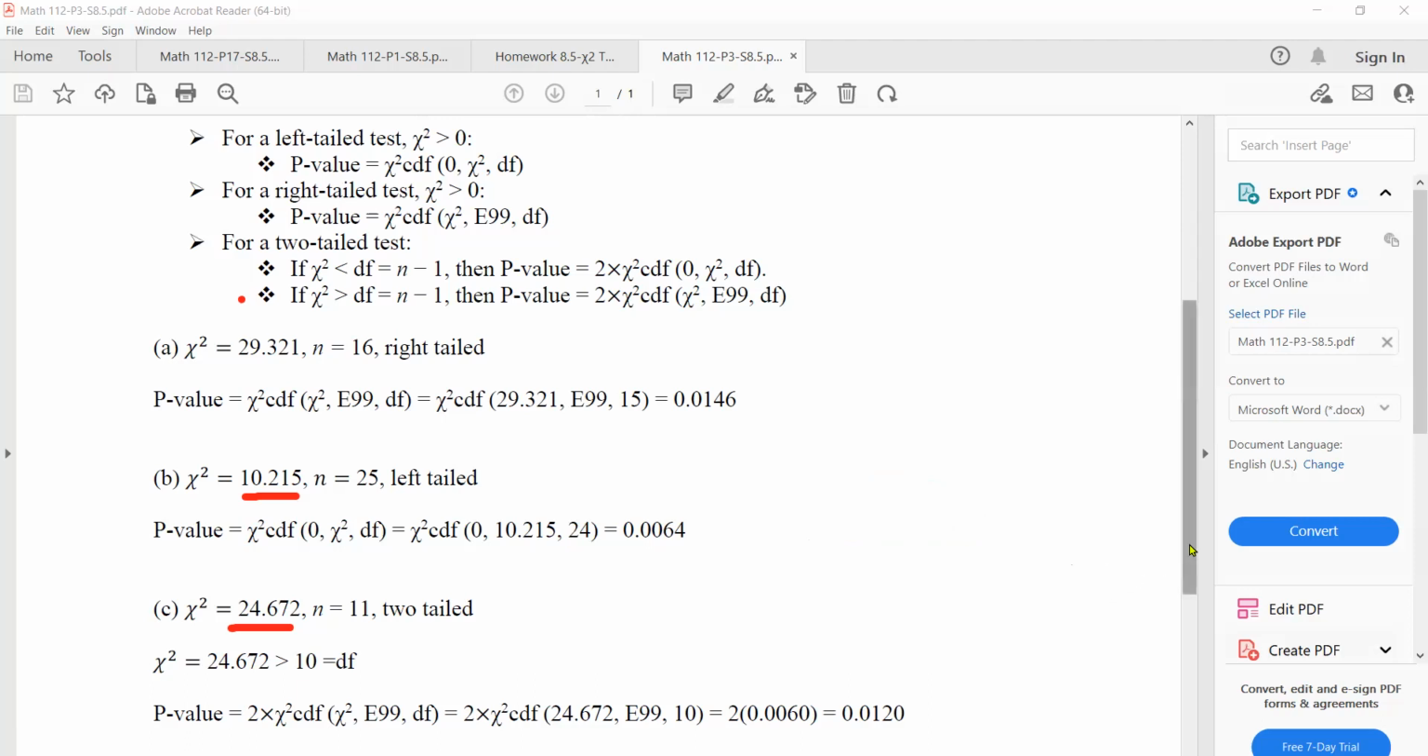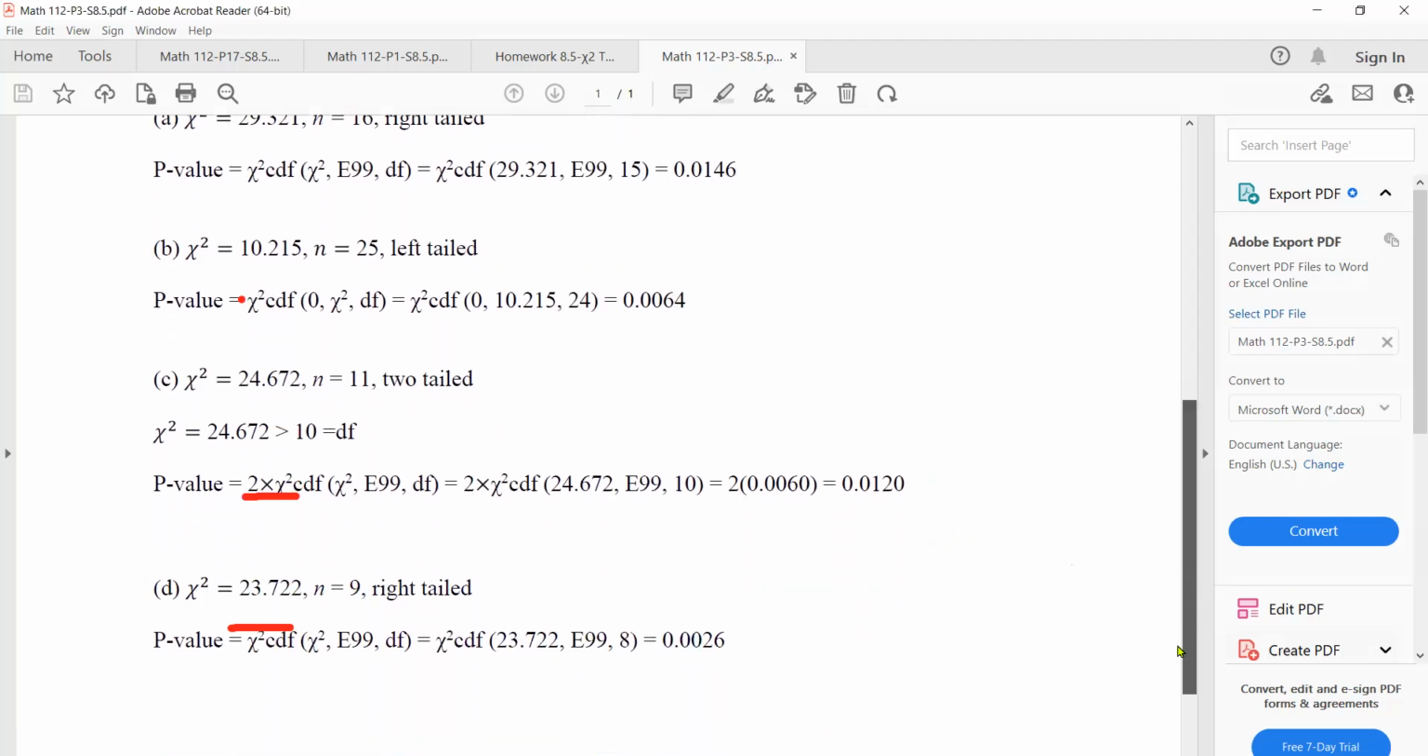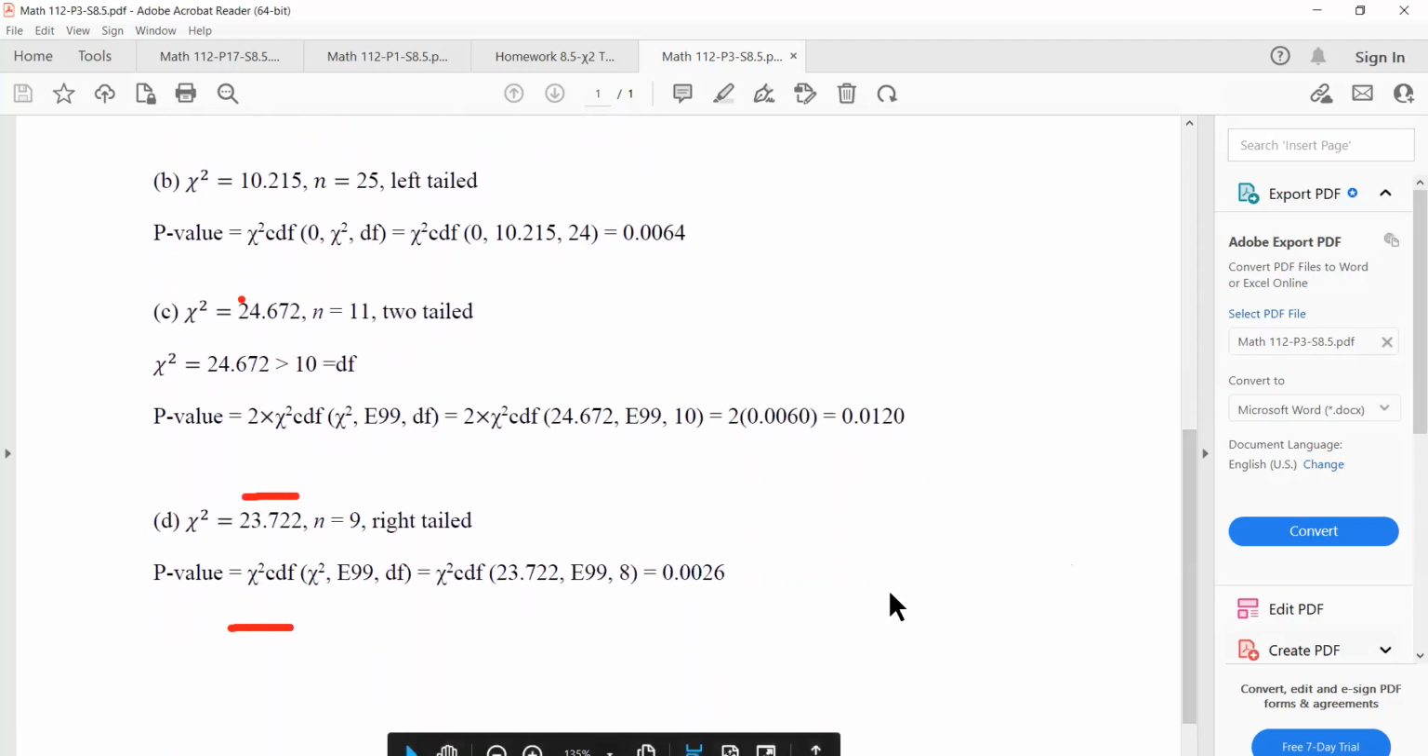Okay, and I think we have one more. Yeah, we have one more p-value. It's a right tail. So we don't double anything here. We're just going from the chi-squared to infinity.